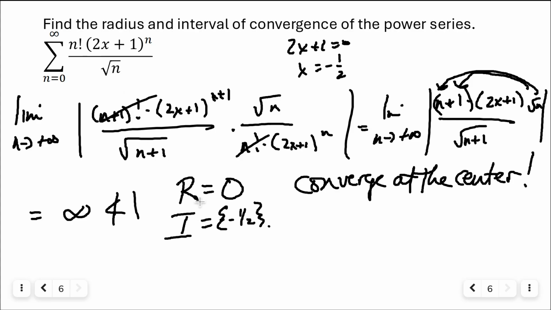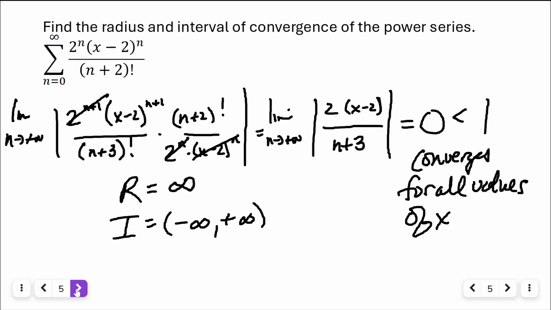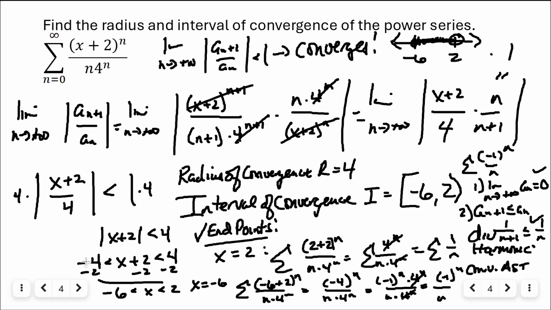All right, so the radius is equal to 0. Okay, it doesn't converge beyond the center. The interval of convergence, though, is all the values it converges for, and that is only the center, negative 1/2. And that's it. Those are the three cases that can happen when you're finding the radius and interval of convergence of a power series. The first one here is the most likely one that you'll get. These are kind of special cases, but it's good to see them as well.